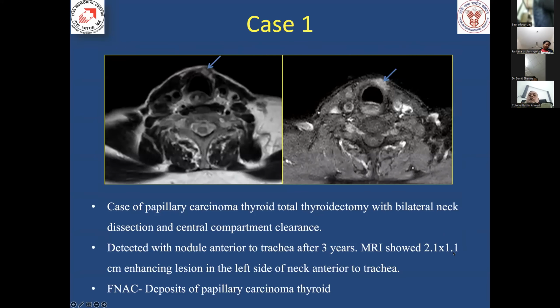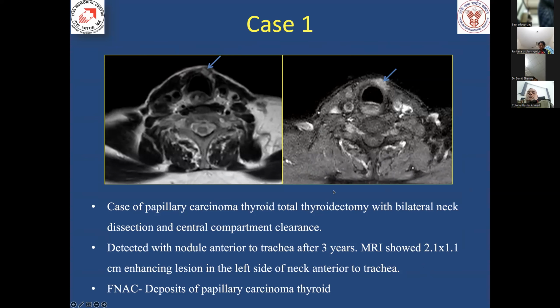Now, this is a case, our first case that we did in TMH, of papillary carcinoma thyroid who underwent total thyroidectomy, bilateral neck dissection, and central compartment clearance. After 3 years, the patient developed a small nodule, as we can see here, which is just anterior to the trachea. Again, it was referred because it was a solitary nodule. It was referred to attempt RFA because the patient as well as the surgeon wanted to avoid surgery.